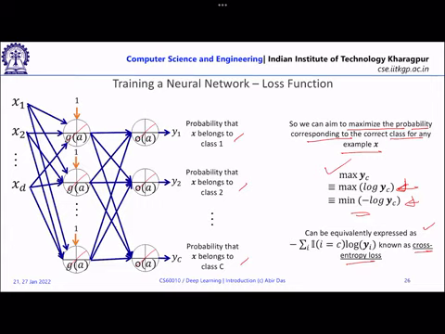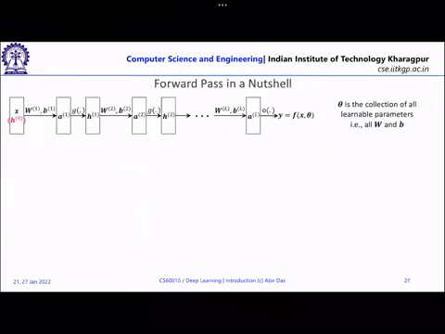Okay, let us then go ahead with the forward pass, because I think we will not have the time to discuss the backward pass. So now, forward pass in a nutshell. What I am trying to show here is that we can go ahead with multiple hidden layers.